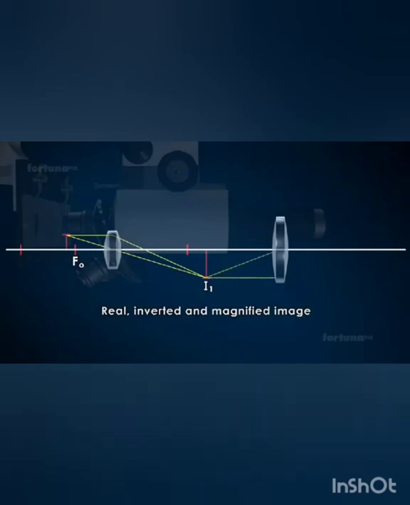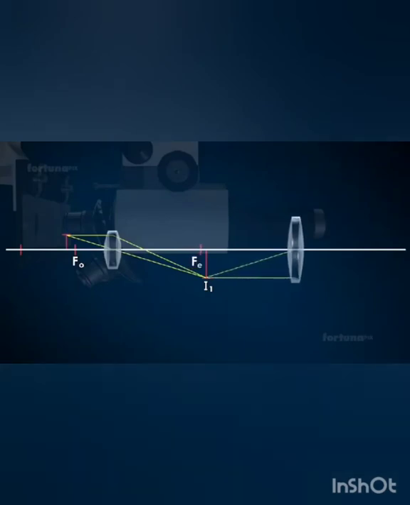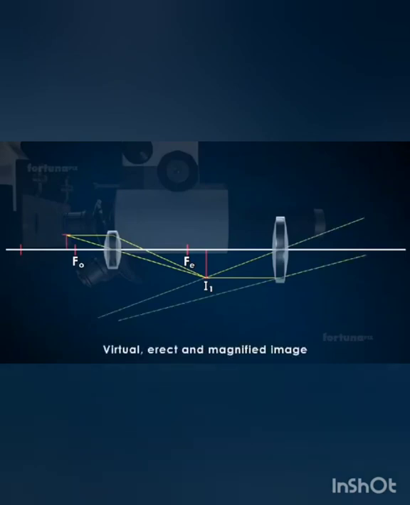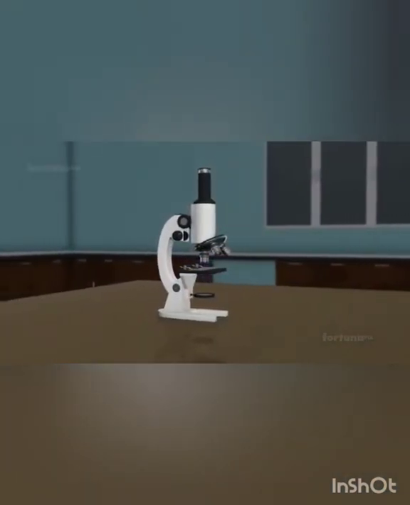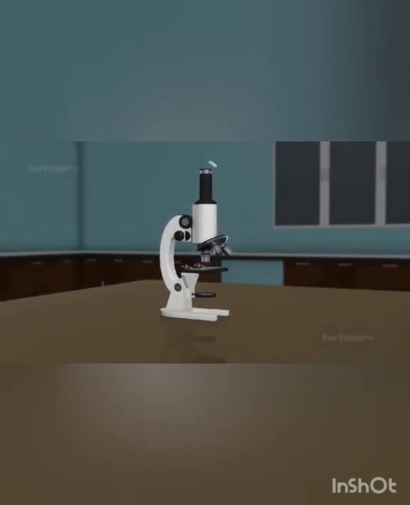Now this magnified image I1 acts as an object for the eye lens. The eyepiece is adjusted such that the image I1 lies within the focus of the eyepiece, that is FE. So the eyepiece acts as a magnifying glass and forms a virtual, erect and magnified image I2 of the object. Now the magnifying power of a lens is expressed in diameter.